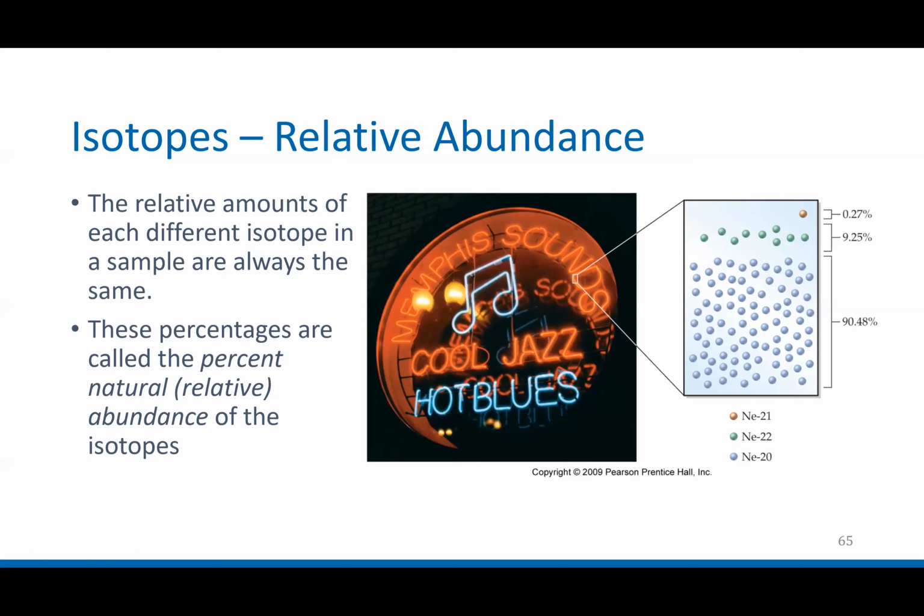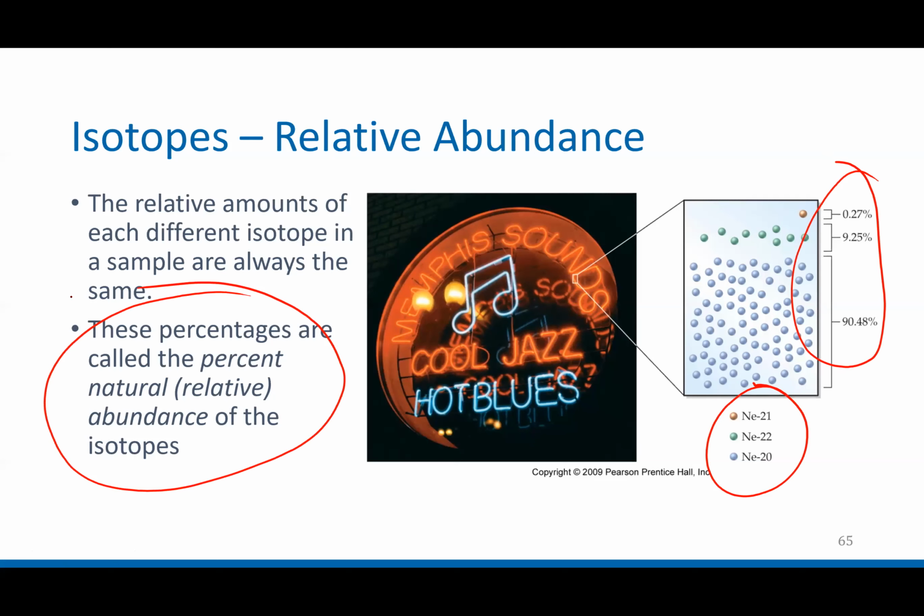And last day, I was talking about 3 isotopes of neon. And I mentioned that they have different abundances, different amounts in nature. They're not always found in the same amount and not even close. So if I told you there were 3 isotopes of neon, you might think, okay, 33, 33, 33%, but no, they're completely different.